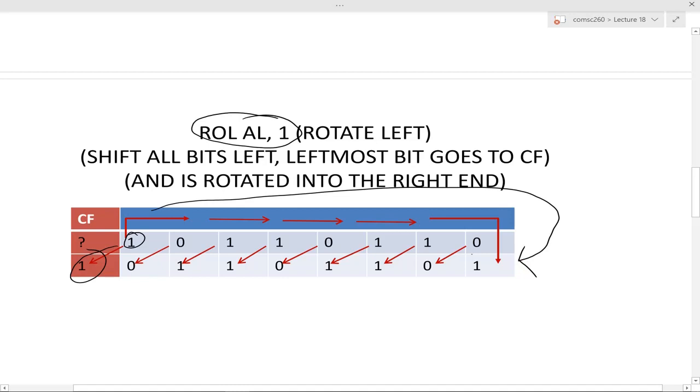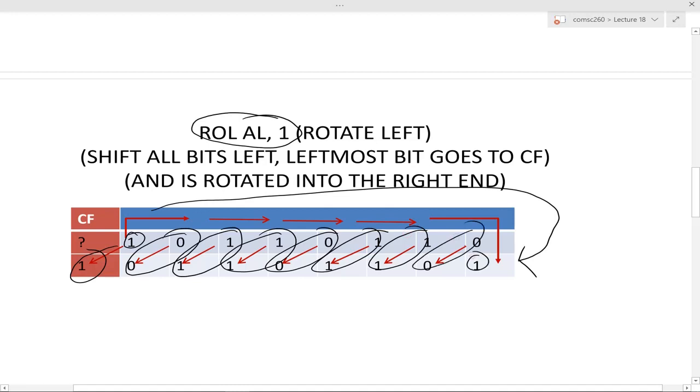Remember, when we did a shift left, we filled in the right end with zeros. But when we rotate left, we fill in the right end with the leftmost bit. But all the other bits get shifted left, just like a left shift. All these bits get shifted once to the left. Well, not this bit.